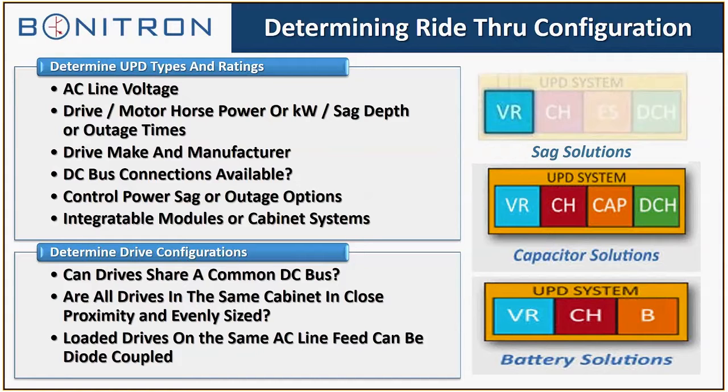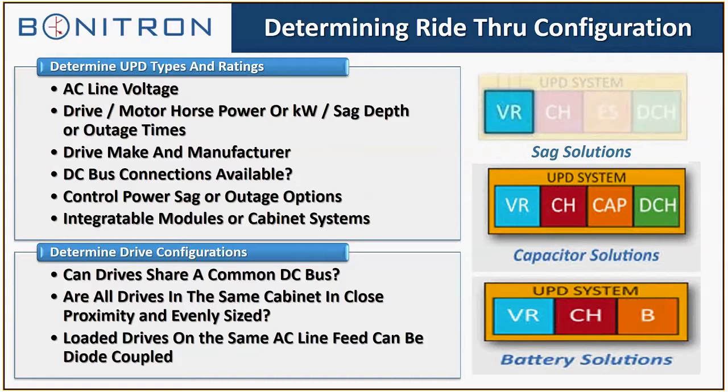We react to the threshold of the DC bus, which is a direct correlation to the AC line voltage, and we set the ride through to turn on at a certain threshold in relation to the AC line voltage, which controls the DC bus voltage. So it's important that we know the AC line voltage, but if we know the area it's coming from, that's not a real issue. The drive horsepower or kilowatts, and the sag depth or outage times. Those are the main parameters. We'd like to know the drive make and manufacturer, but it's not a showstopper.